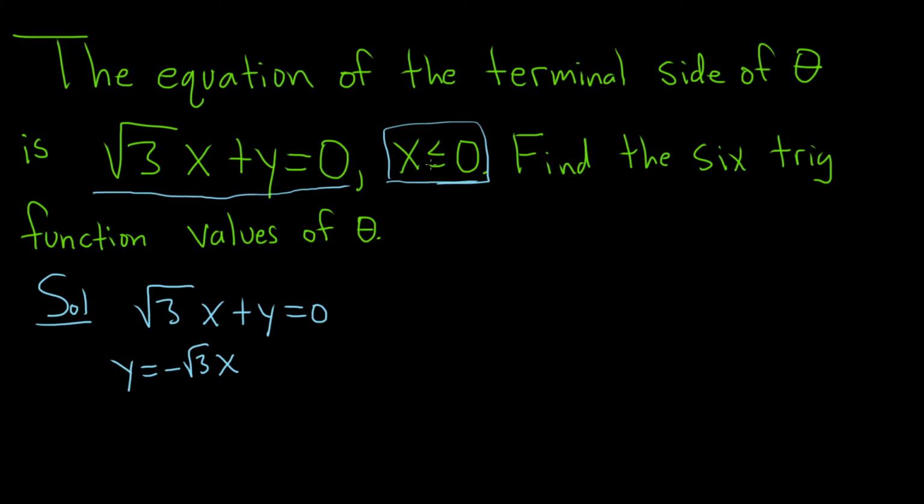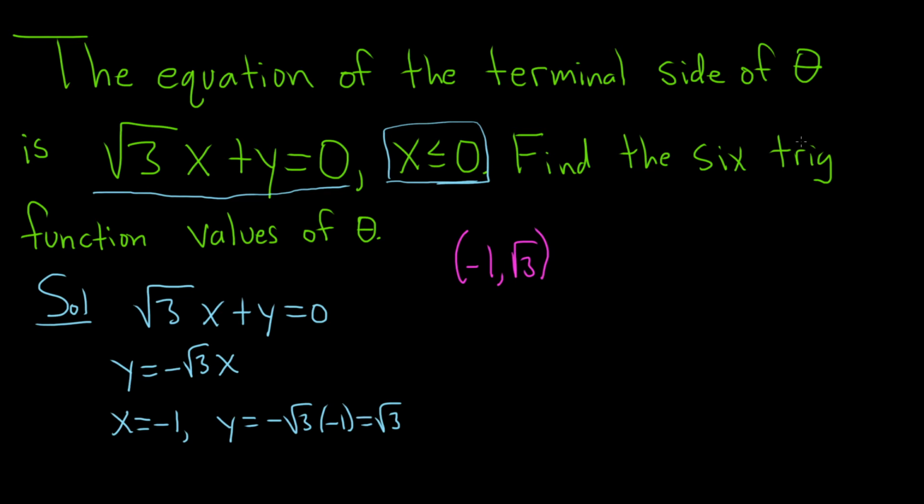By the way, we do allow for equality here. It can be equal to 0, but if we pick 0, it's not going to help us solve the problem. So we should pick a number that is actually negative. Maybe a good choice would just be negative 1. If we pick x equals negative 1, then y is going to be negative square root of 3 times negative 1, so that's the square root of 3. So our point in this case is going to be negative 1 comma square root of 3.